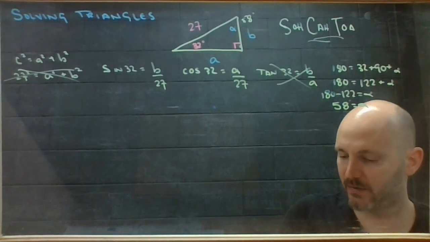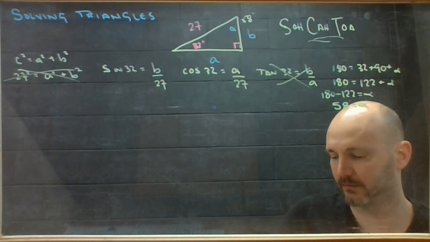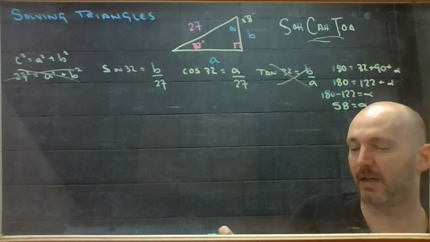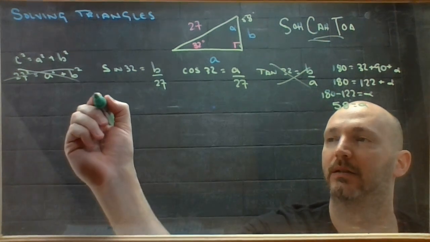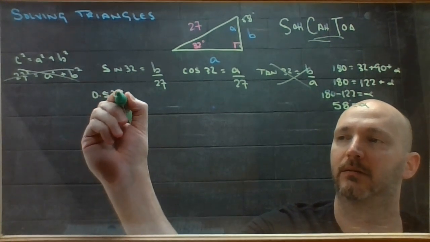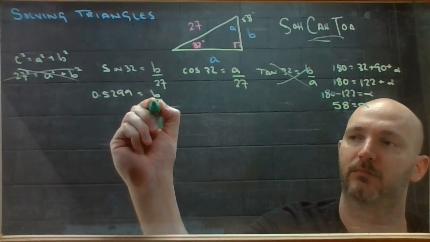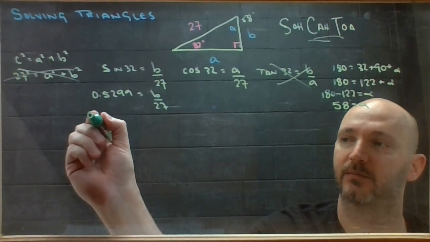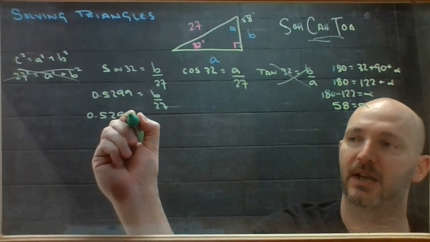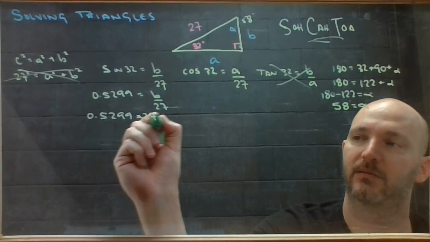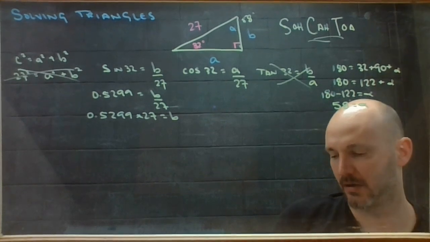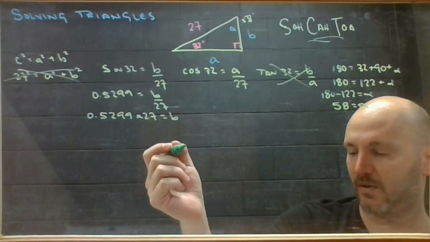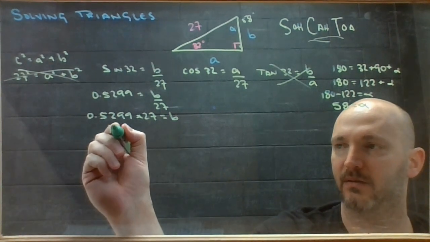Sine 32 gives me 0.5299. So I need to break this division by 27, multiplying both sides by 27. That gives me 14.308 if I round.